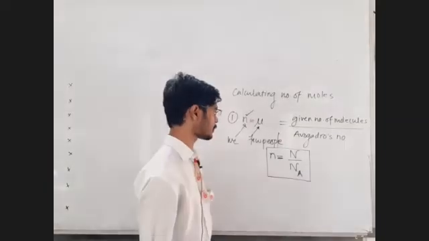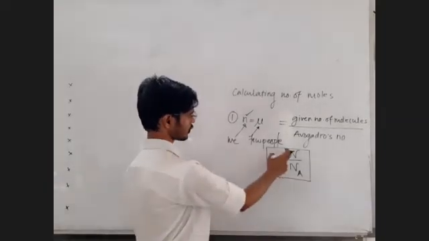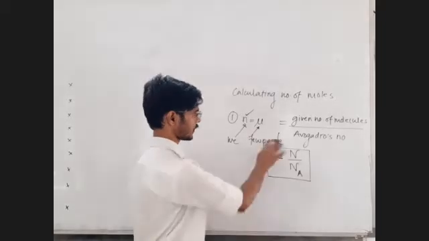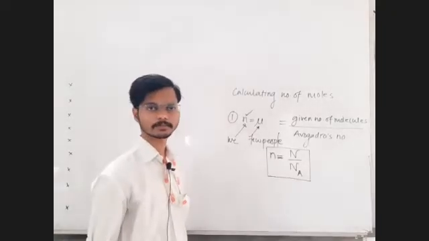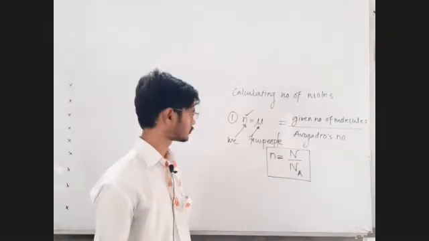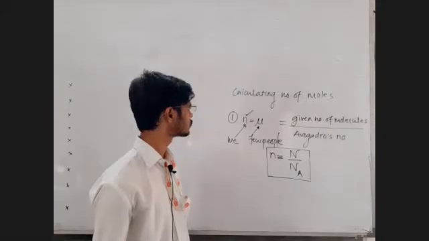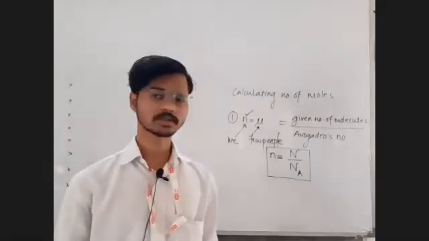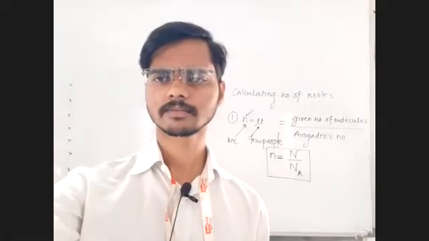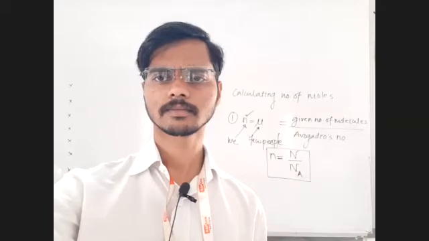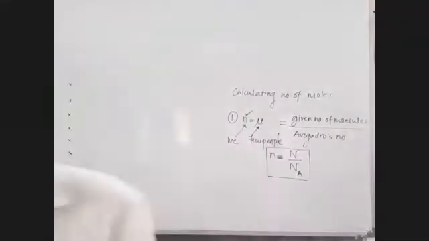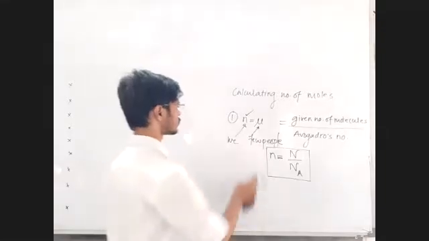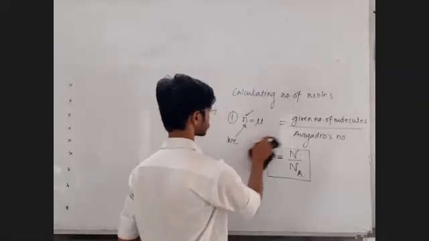n is equal to N upon Na: Avogadro number, number of molecules and number of moles. We already know this relation. Fine. Now n equal to what? Just give me a second. n equal to mu. This is the notation used by other people.